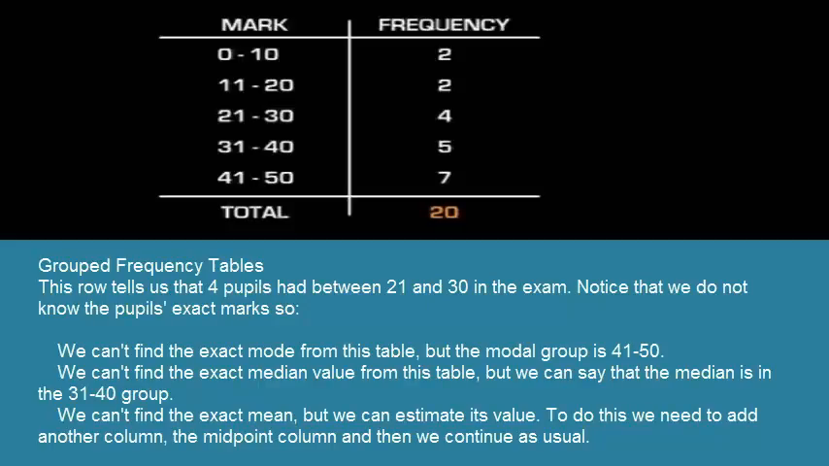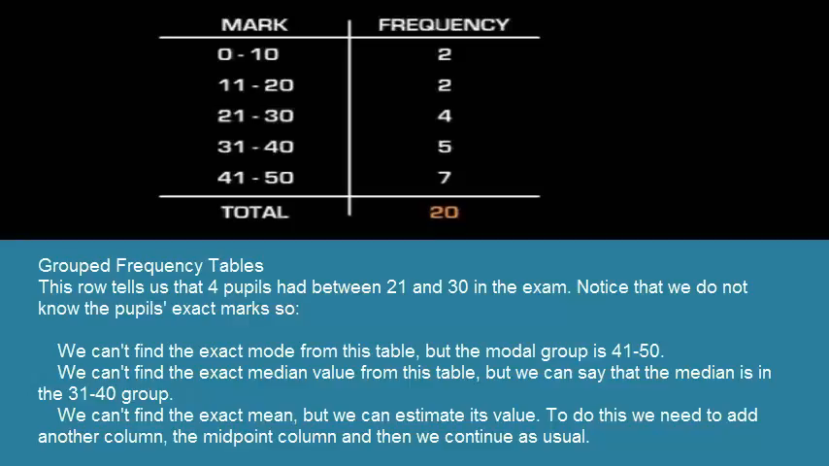Notice that we do not know the pupils' exact marks, so A, we can't find the exact mode from this table, but the modal group is 41 to 50. B, we can't find the exact median value from this table, but we can say that the median is in the 31 to 40 group. C, we can't find the exact mean, but we can estimate its value.